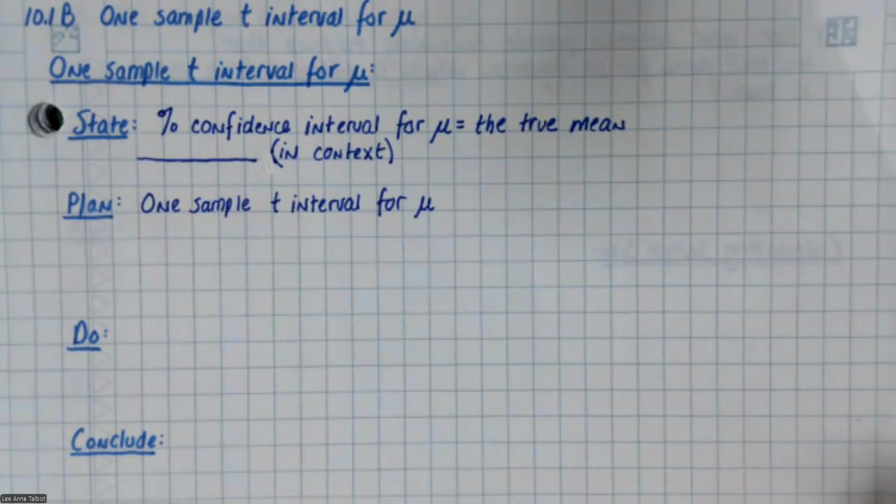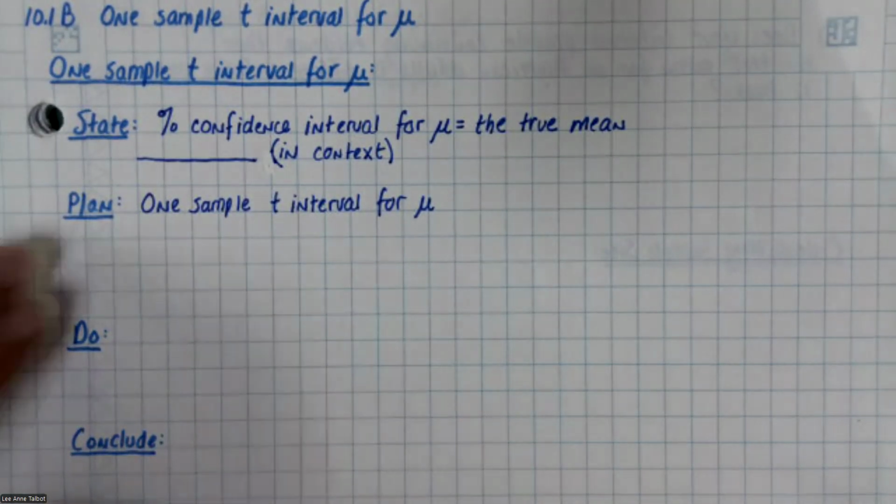And yesterday we learned about why it's T and not Z. And the reason that it's T, just to remind you, is because we will not have sigma. And when we don't have sigma, we have Sx instead. And so we're not allowed to use Z. Did anybody hear what I said? I highly suspect that nobody heard what I said. We'll see.